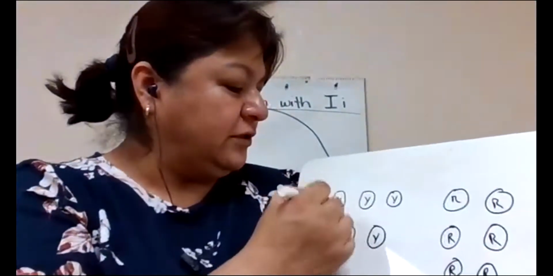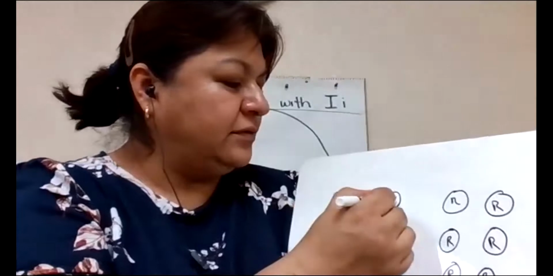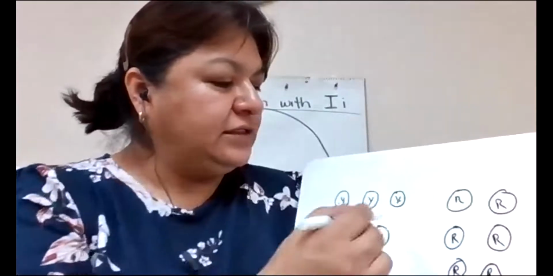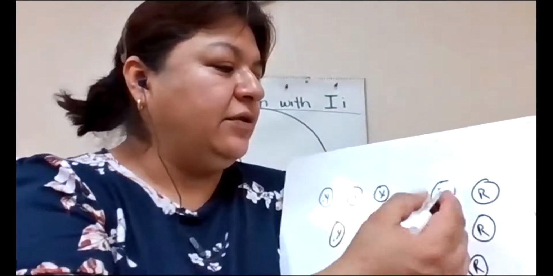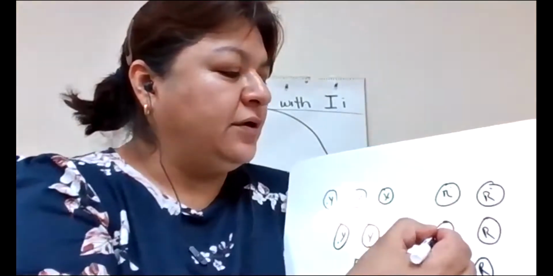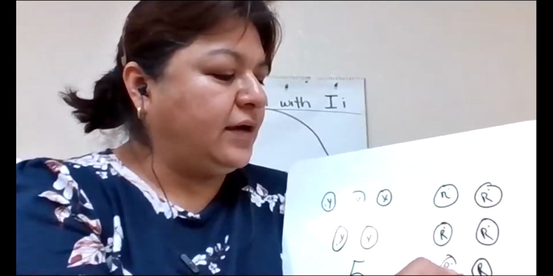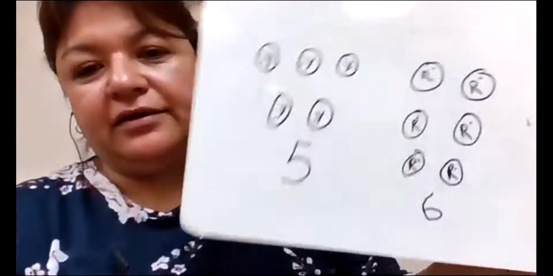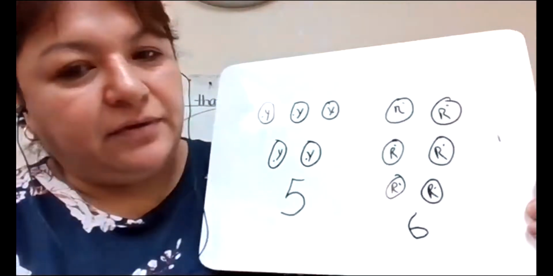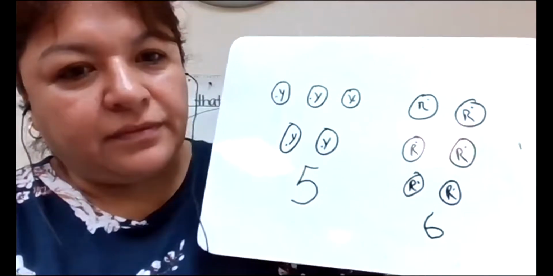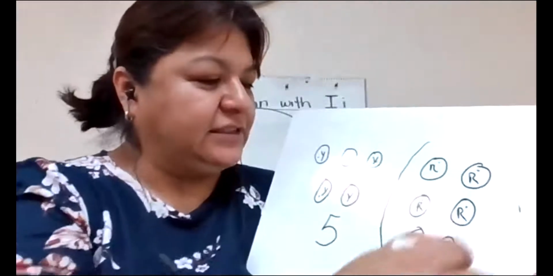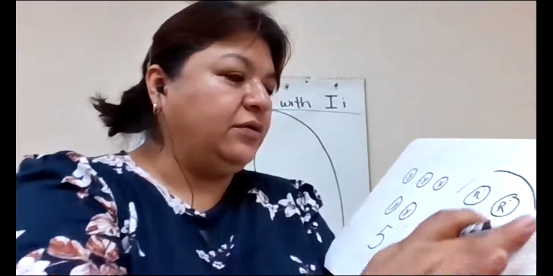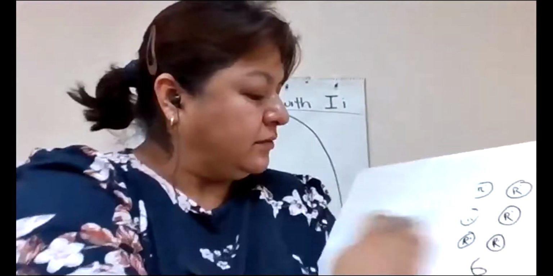How many in each group? So it's 1, 2, 3, 4, 5. There's 5 in this group. So let's count the other group. 1, 2, 3, 4, 5, 6. 6 in the other group. So which of the groups is greater? The 5 or the 6 group? 6. The 6. Good job, Richard. Excellent. Okay, one more, and then I'm gonna let you work for a little bit on your math homework.